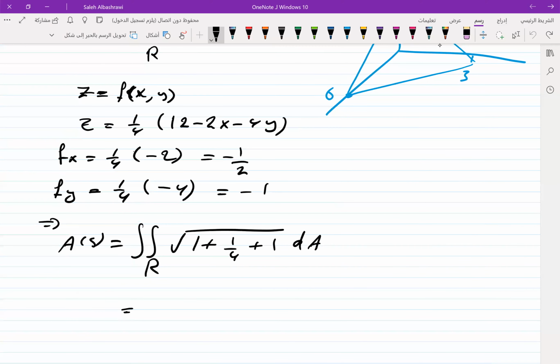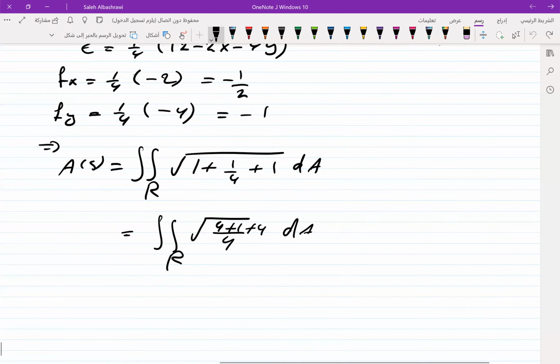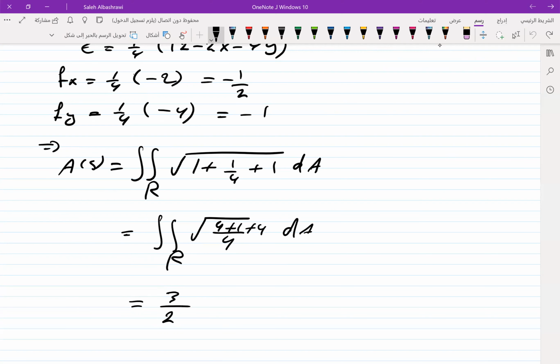So it is the square root of 9 over 4, that is 1 over 4 plus 1 plus 4... dA over R. I can take it outside as 3 over 2: the square root of 9 is 3, divided by the square root of 4, which is 2.